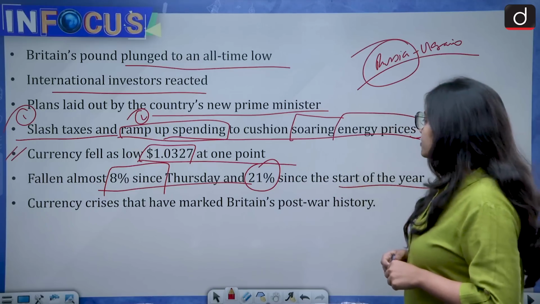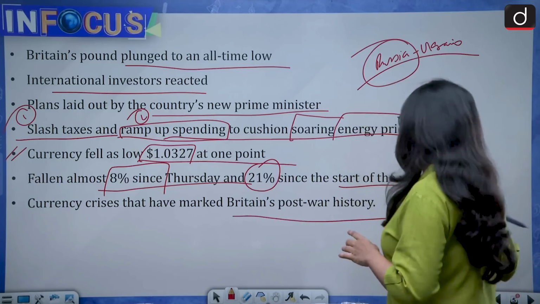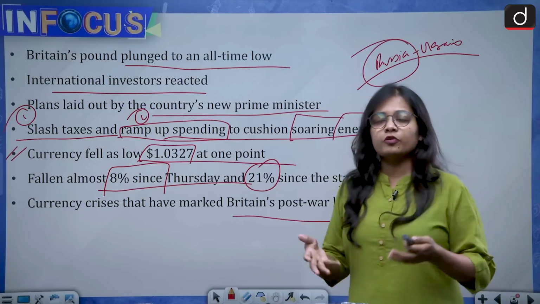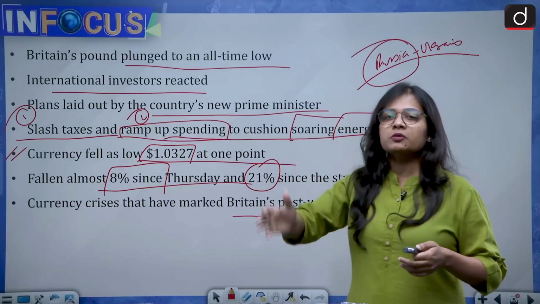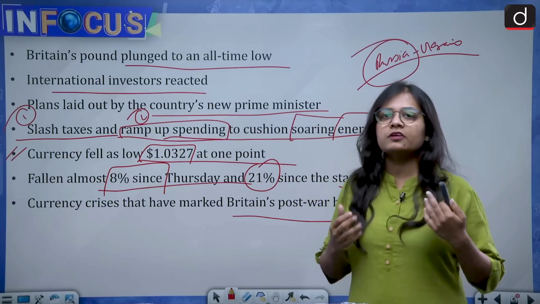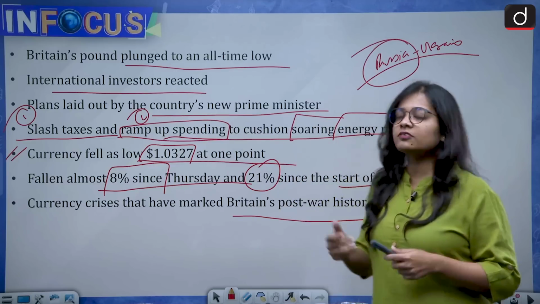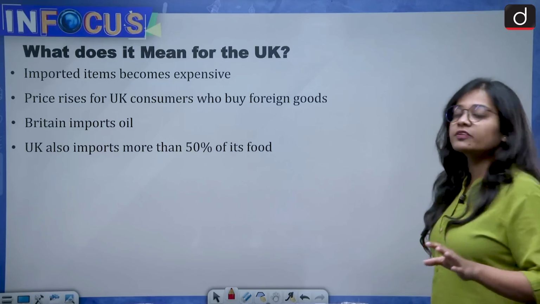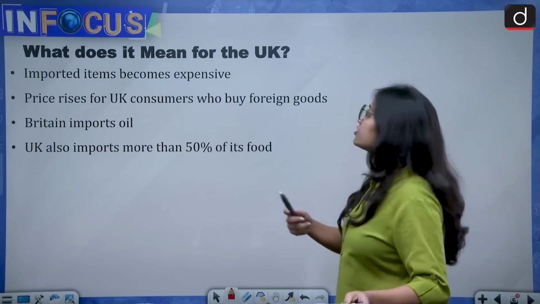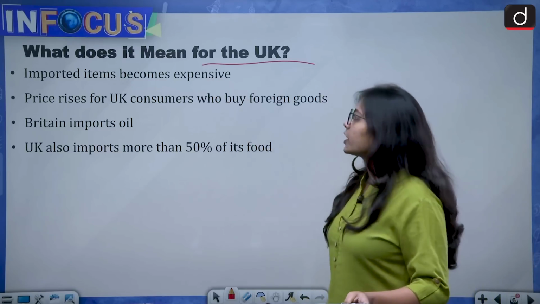Then the currency crisis that has marked Britain's post-war history. So it is not that the currency crisis is being witnessed in the United Kingdom for the first time. The United Kingdom has seen a lot of currency crises and currency crashes in its history. So before going into the examples, let us first see what a currency crisis means for the people of the United Kingdom.